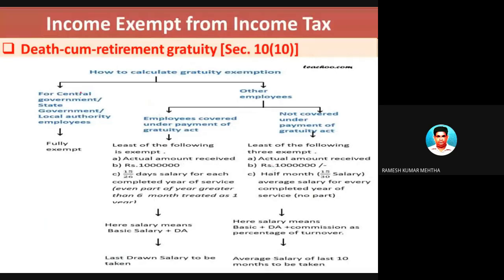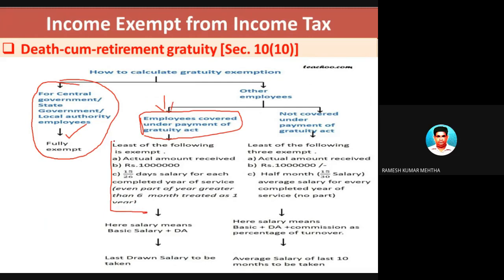This point I have already discussed: if an employee receives gratuity at the time of retirement from the central government, state government or local authority, it is fully exempted from tax. But in case of a private employee covered under the Payment of Gratuity Act 1972, the least of the following is exempted from tax. All these were discussed when we comprehensively covered salary income and the different types of retirement benefits. So some part of the total amount is exempted from tax: the actual amount received, or rupees 10 lakhs, or half month salary for every completed year of service.